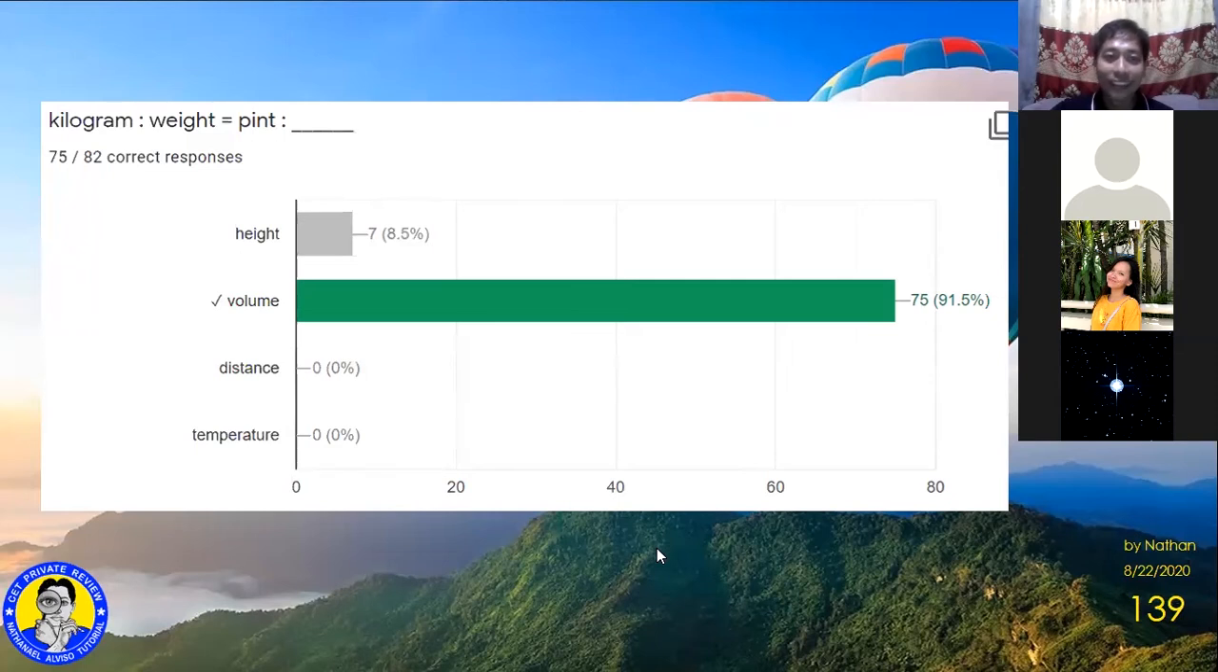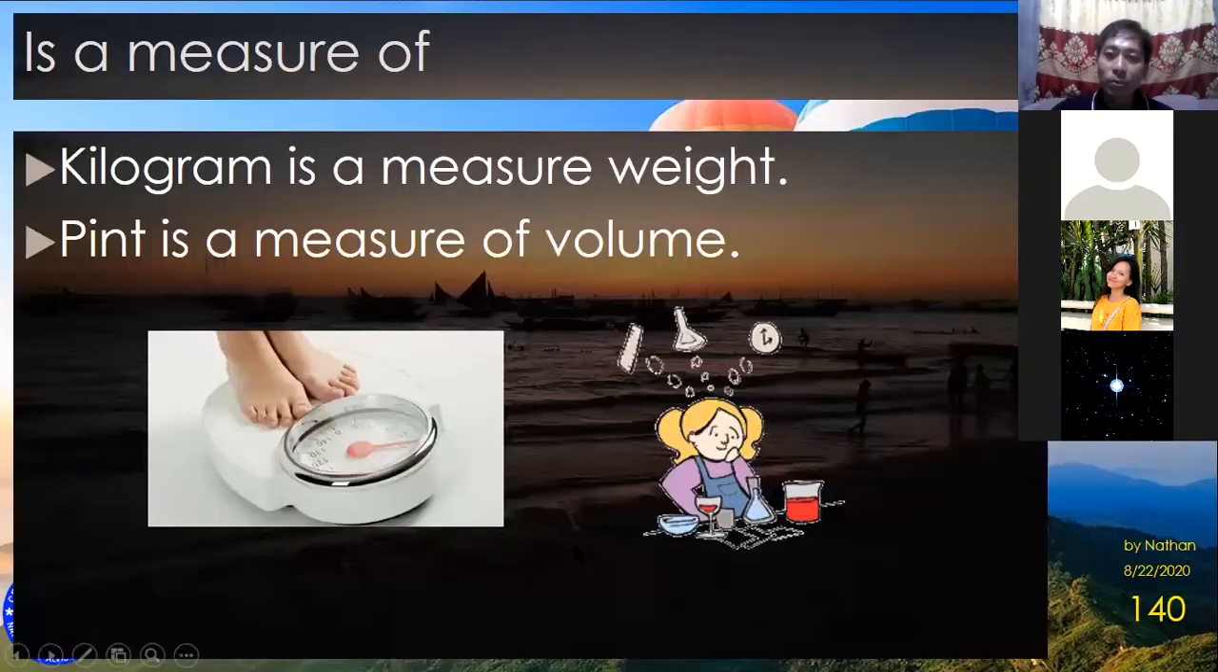Makes sense. So pint, if you will Google, is a measurement of volume, okay? Again, having a wide vocabulary will assist you in answering analogy questions. So kilogram is a measure of weight, pint is a measure of volume.